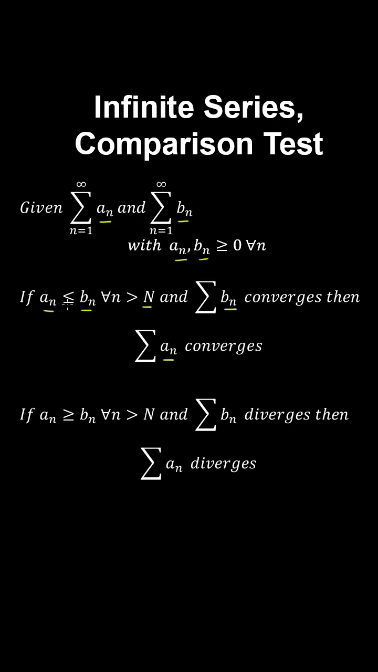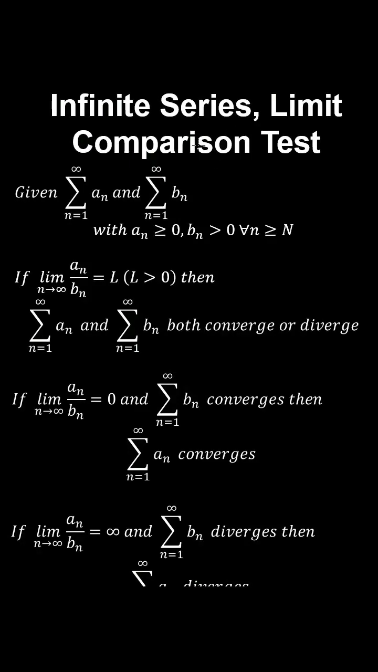You really have to think about this. In contrast, if all the terms in series A are greater than or equal to all the terms in series B, for all n greater than some integer, and the series Bn diverges, then the series A also diverges. And we'll apply this to practice problems.